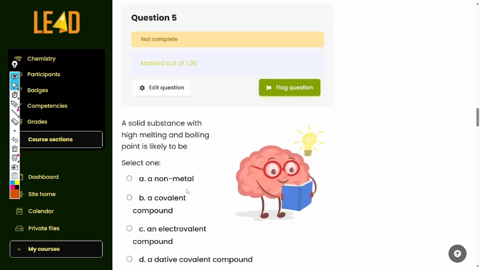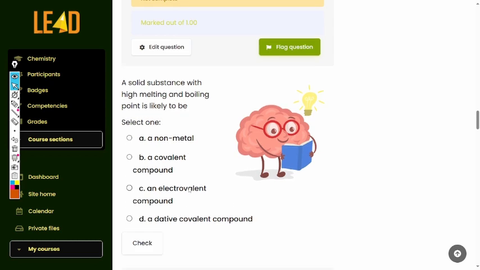So question 5. A solid substance with high melting and boiling point is likely to be. So when we study the properties of the compounds that are formed from the various bonds, they have very unique properties. Now, those with very high melting and boiling point tells us that the bond between the individual atoms or molecules are very, very strong. So it takes a lot of lattice energy to break the bond between them.